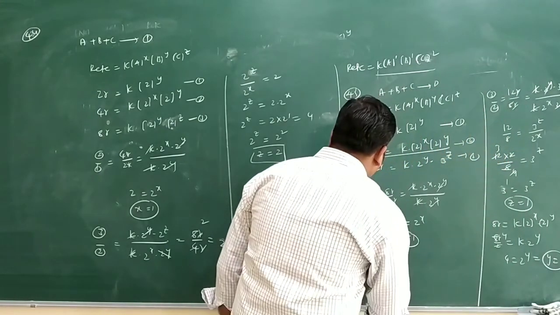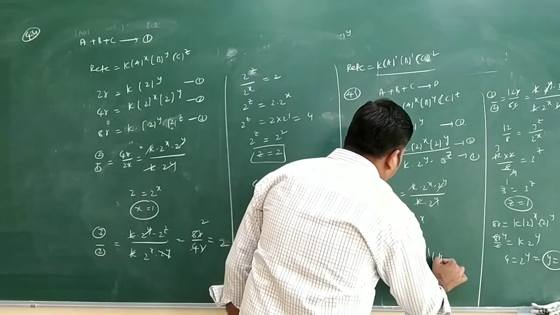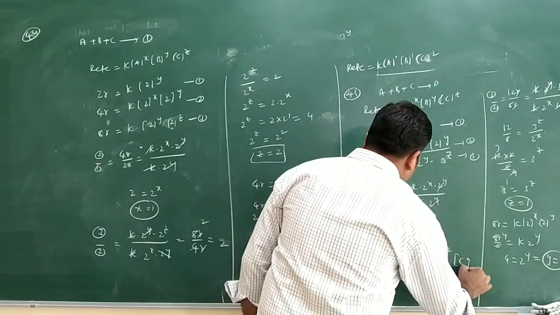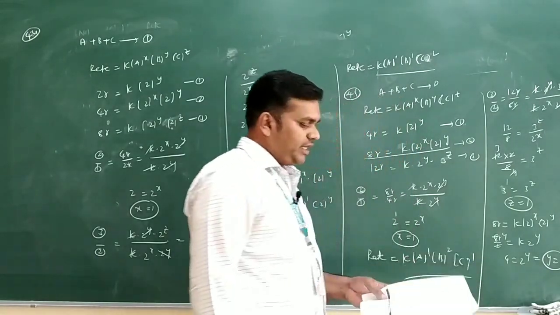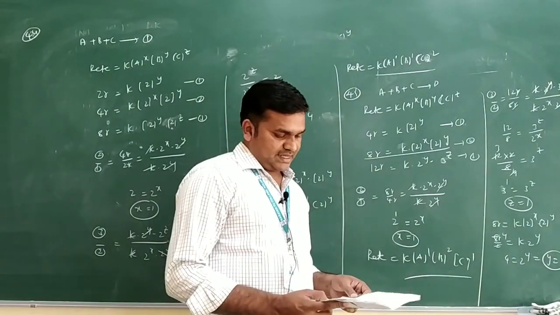Okay. What is the expression you will get? Rate is equal to k into a power 1 into b power 2 into c power 1. What answer will you take? You will take option 3 for this question. So these are the questions from exercise level 2.